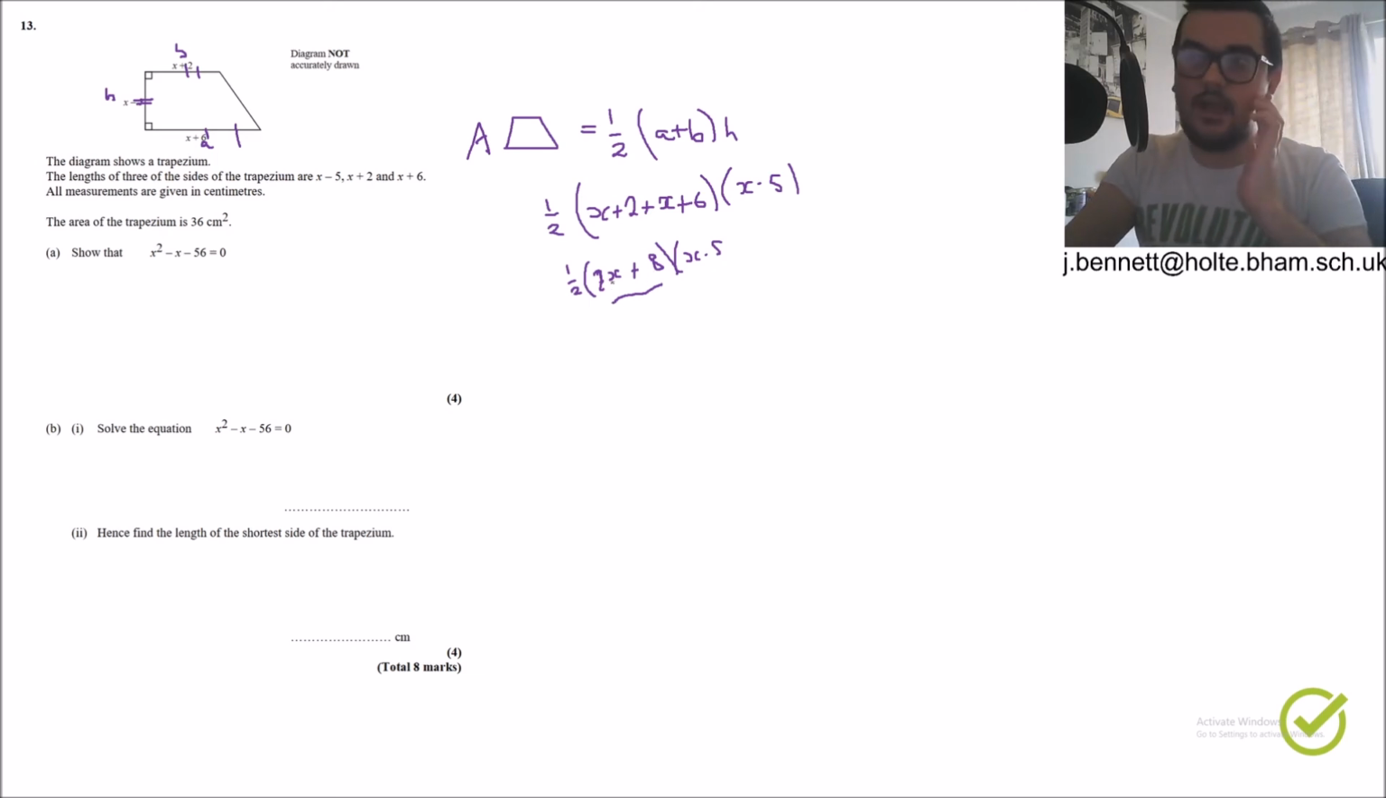We can bring out 2 as a common factor. So we bring out this 2, we get half times 2 times bracket. Now if we bring out 2 from 2x, we're left with x. If we bring out 2 from 8, we get 4. So when we expand this, when you multiply this 2 by x, we get 2x, you multiply this 2 by 4, you get 8.